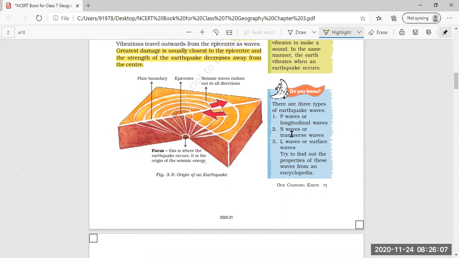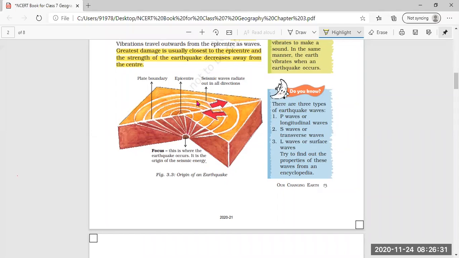There are three types of earthquake waves. P waves, or longitudinal waves. P waves are the longitudinal waves. S waves, or transverse waves. S waves are the transverse waves. And L waves, or surface waves.